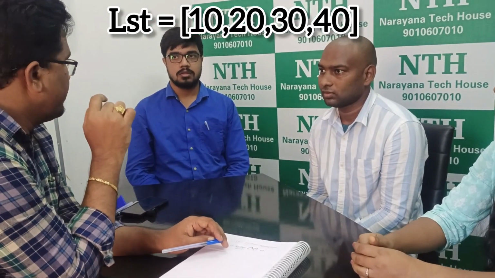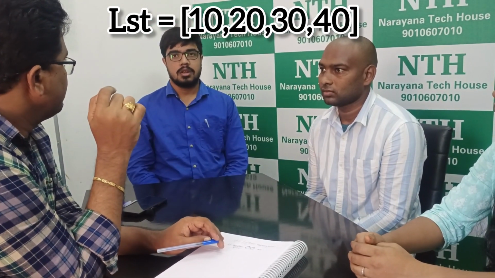In the same list, in the beginning, I want to add A. Then how is it possible? lst dot insert of A comma 0. Insert takes two arguments. The first one is the string A, the second one is index number 0.